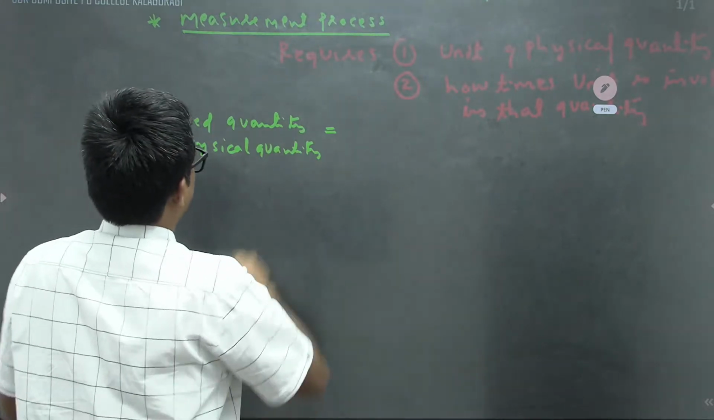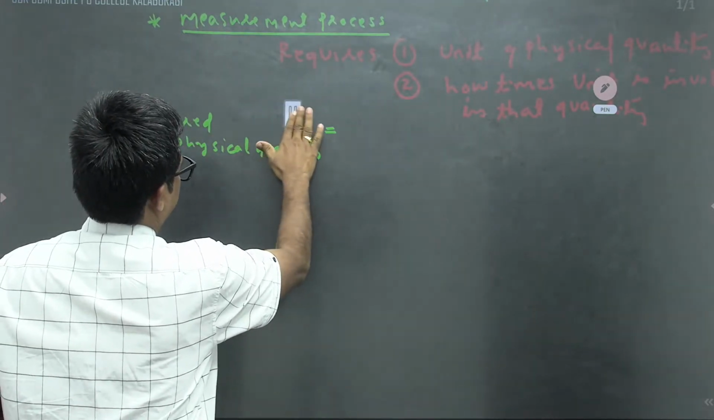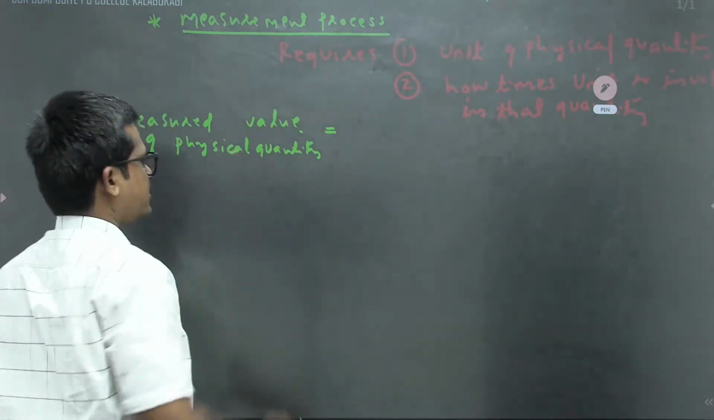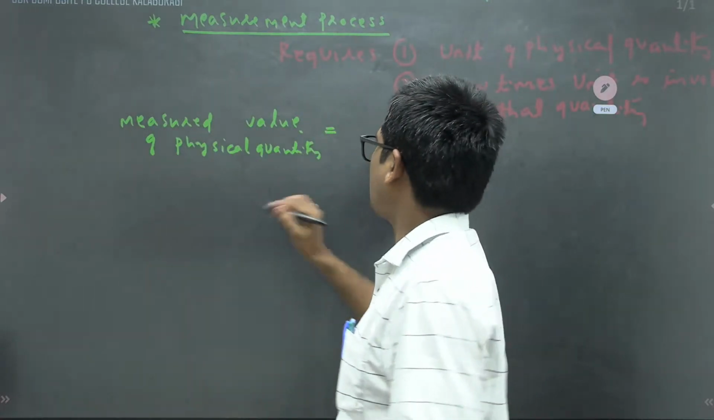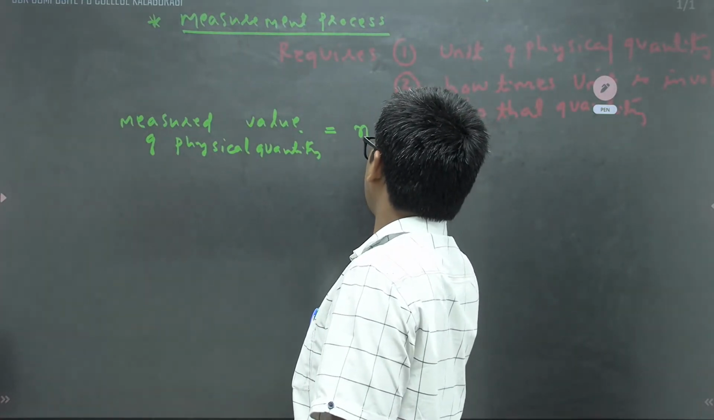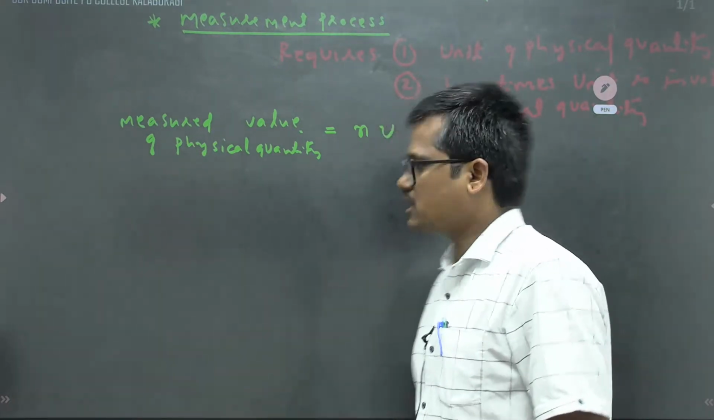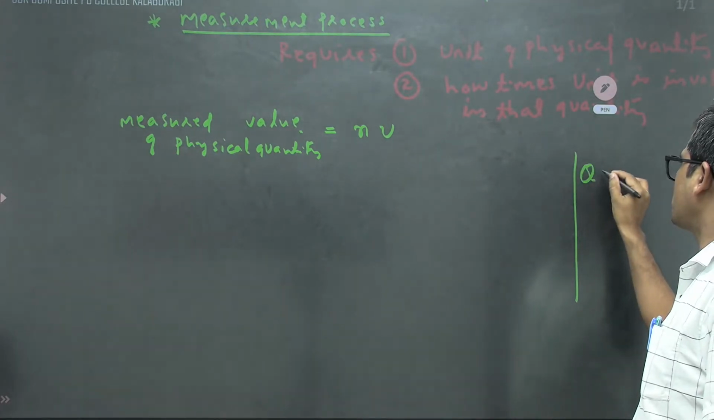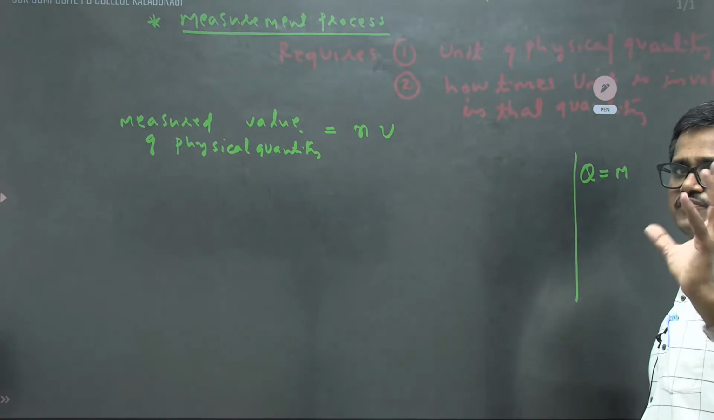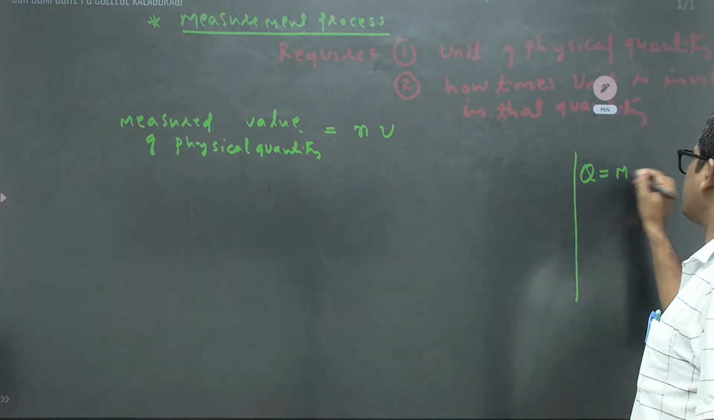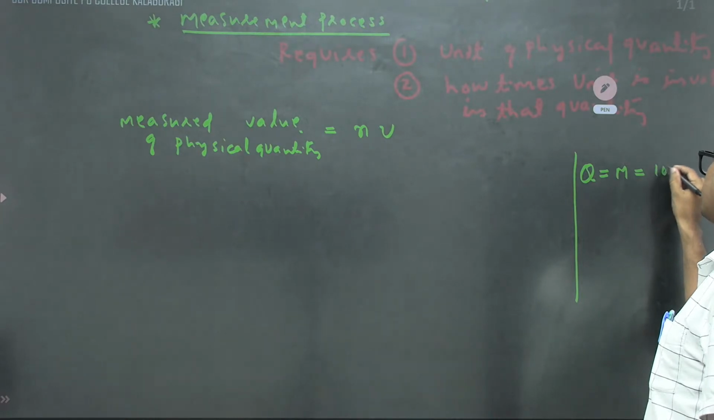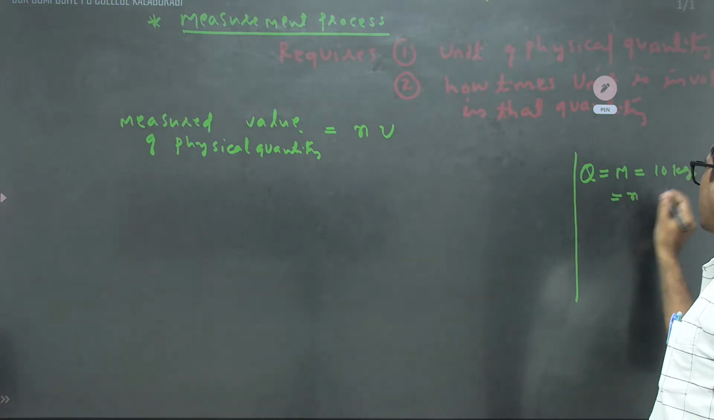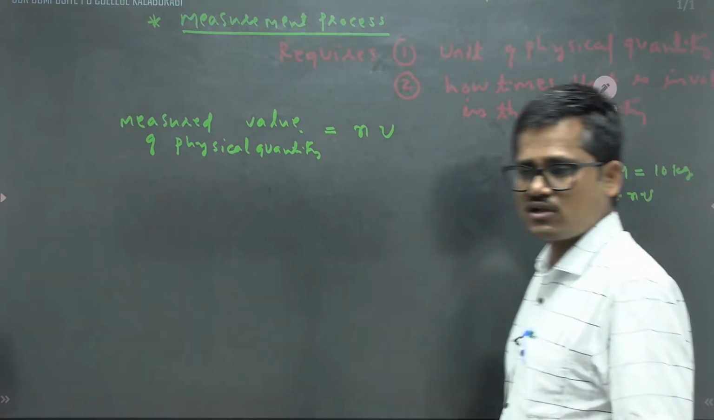Measured value also you say, measured value of a physical quantity. How do you express it? I'll tell you, n into u. What is n here? Let me take an example. Suppose a particular mass, the physical quantity is mass here. How much? Let me say 10 kg. Here 10 is the number, kg is the unit.